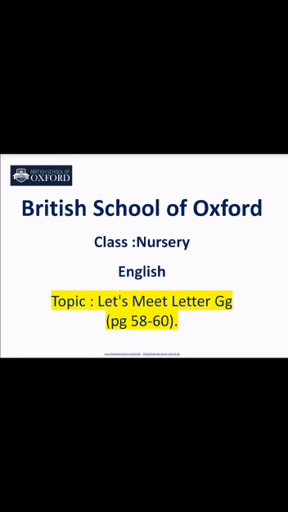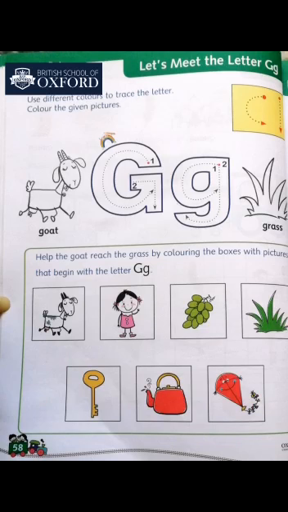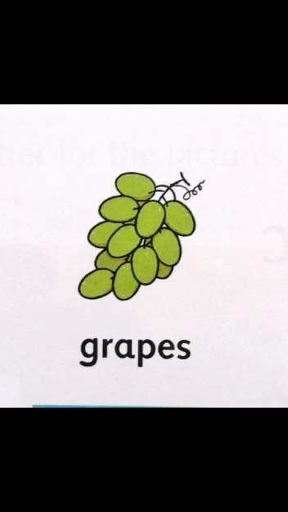This is your English period and today we will read letter G. Here you can see capital letter G and its sound is G, G, G. Read it with me. Its sound is G. Here you can see goat and grass. You have to color the goat and you have to color the grass. Capital letter is G and its sound is G, G, G. Read it with me. G.